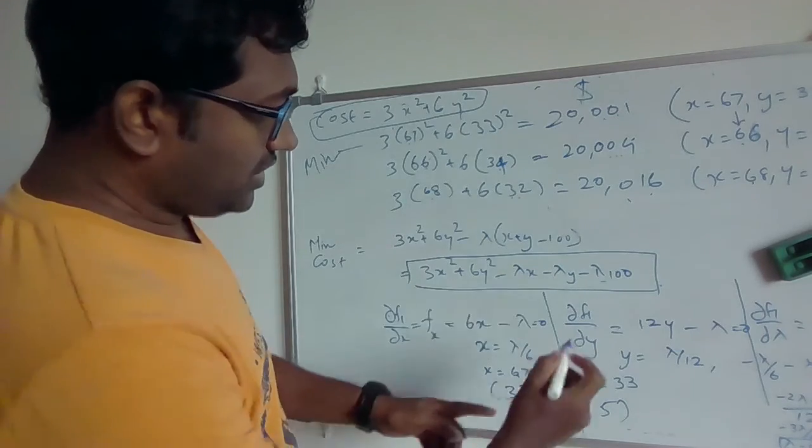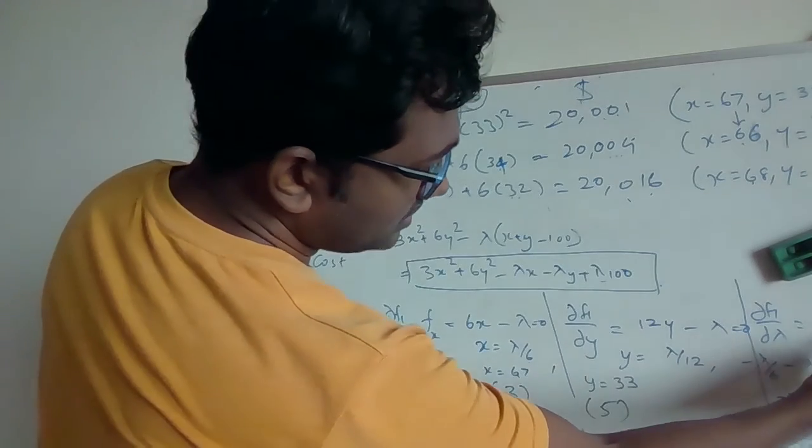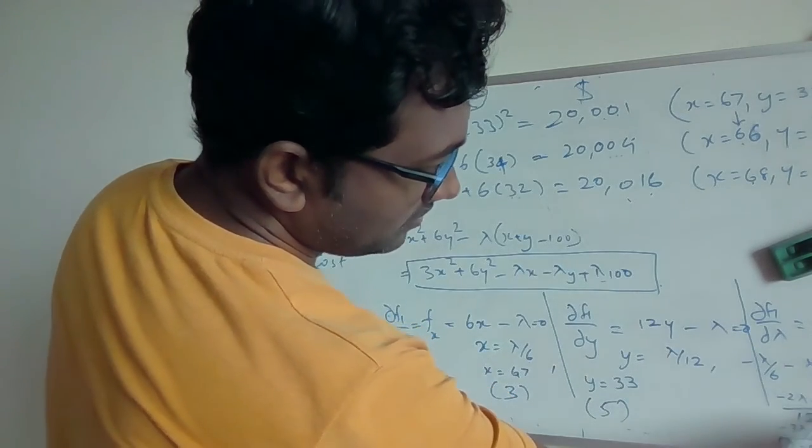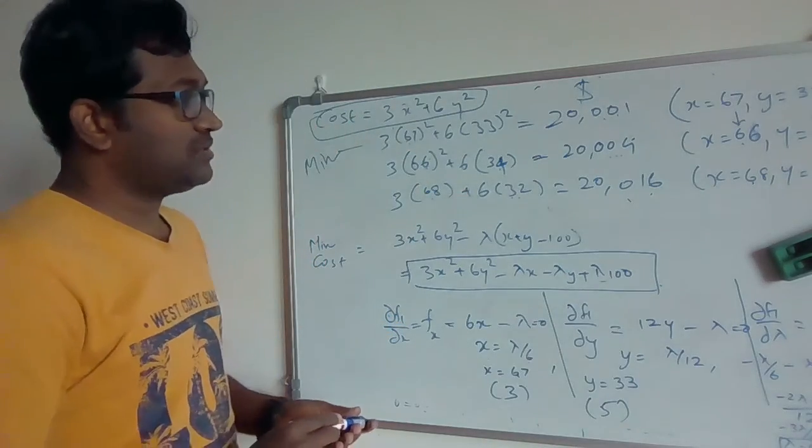I think one small correction here. This should be minus into minus is plus actually, and this is plus, and this is plus. I have taken care of the minus here, but actually here it is plus. Okay, so yeah, this is an example.